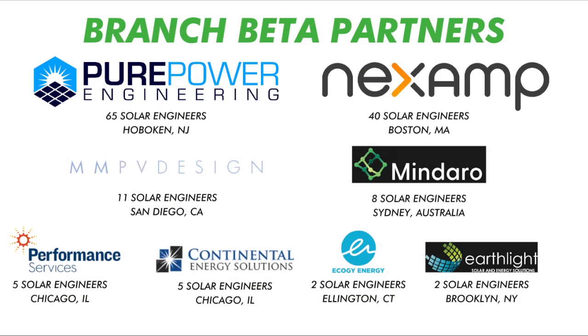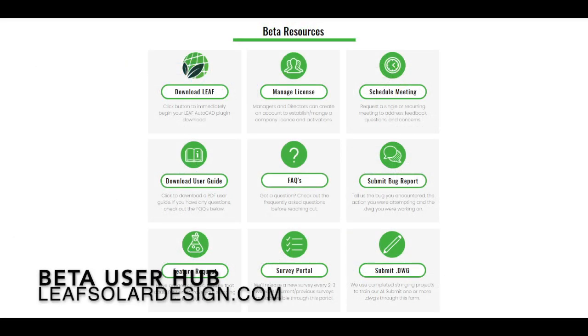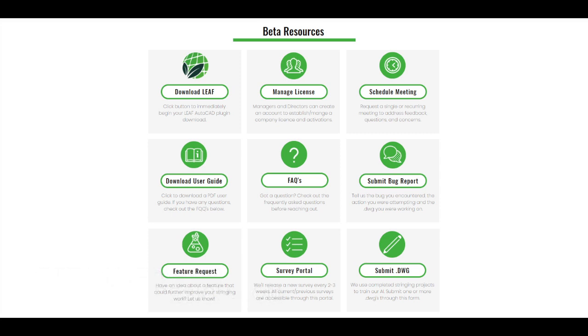Although the automation we offer is already very powerful, we understand there's always room for improvement. So we've partnered with 7 companies from across the US and 1 from Australia who collectively employ over 100 solar engineers. They'll receive 3 months of free access to Branch to test our beta in exchange for valuable insight into features and improvements we can add to our plugin.